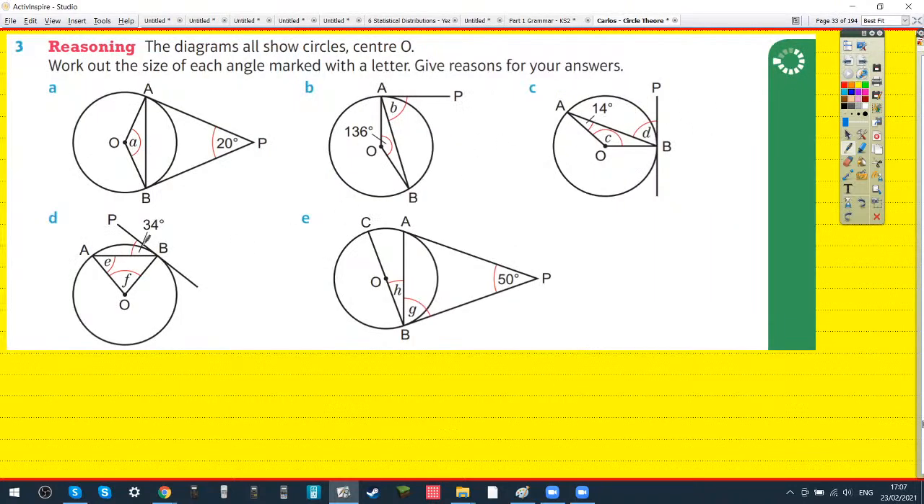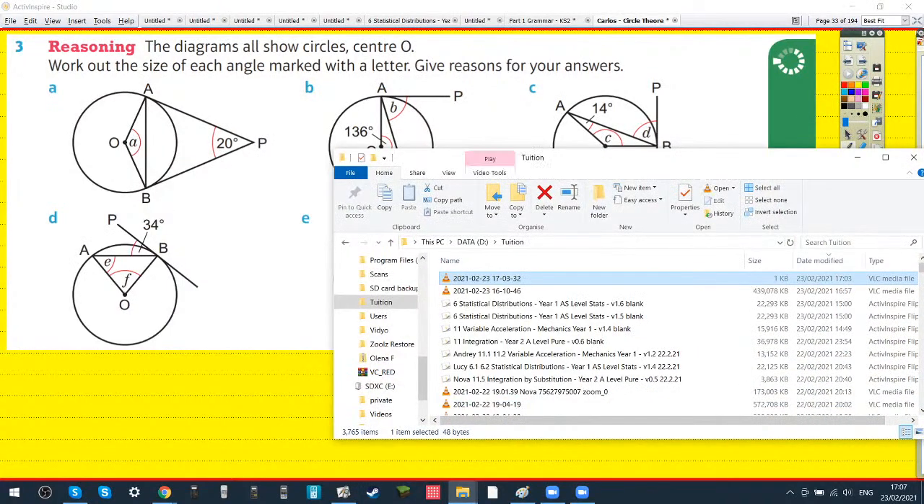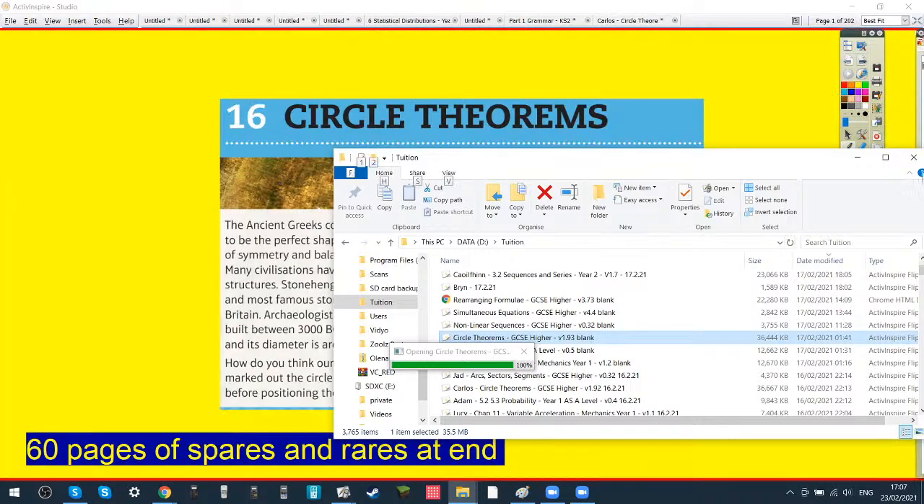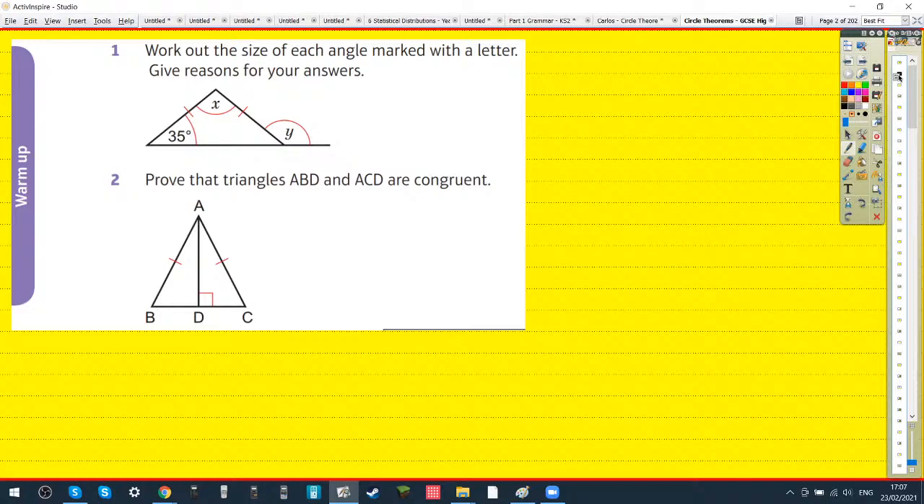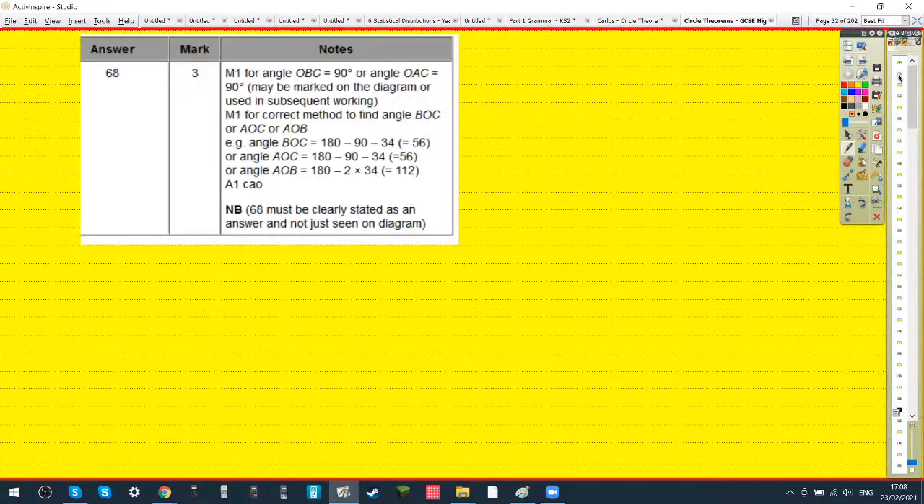Let's see. This is a bit weird. Let me just do something for a second. Circle theorems. I think I improved this. This was page 32 roughly. Might be a bit further. Let's see. 32.